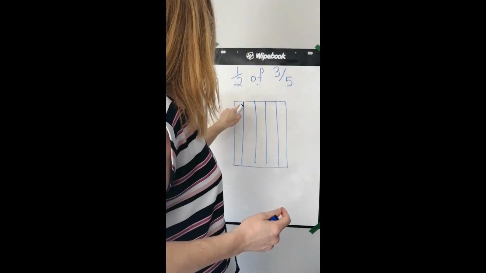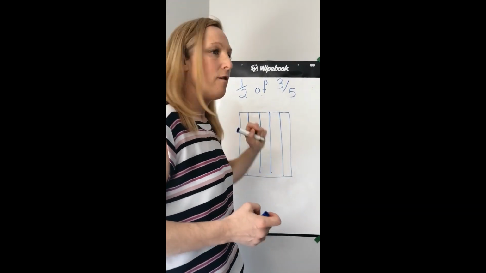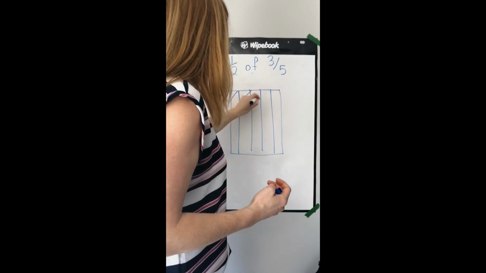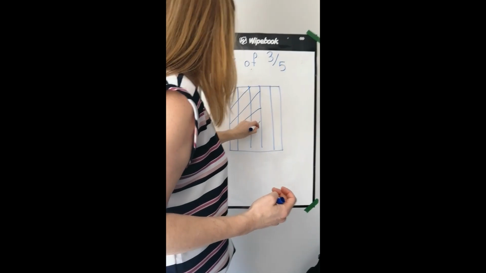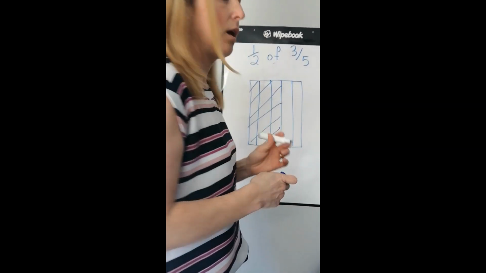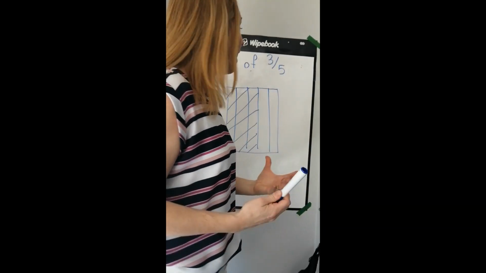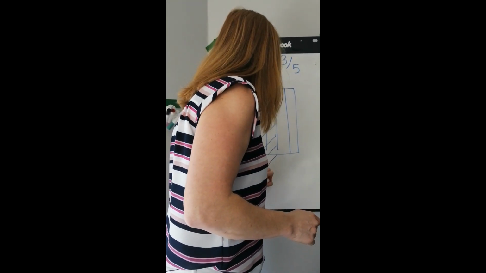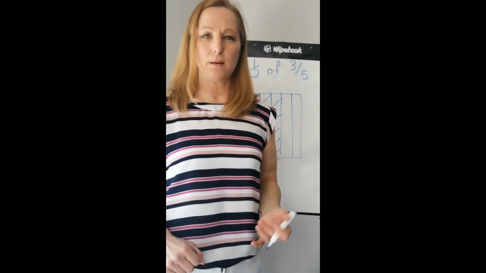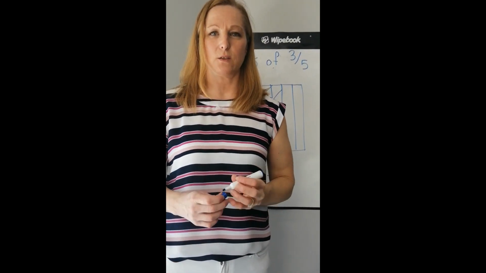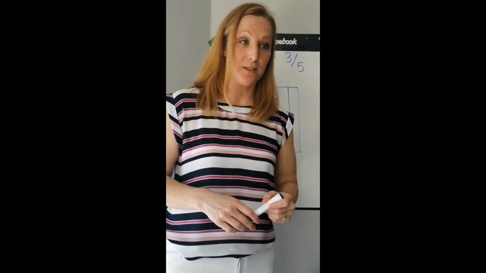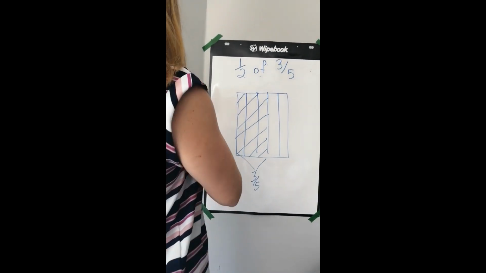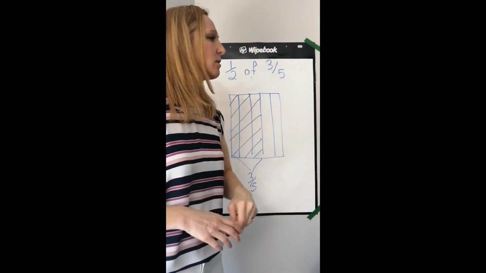All right, so I've cut it into 1, 2, 3, 4, 5 pieces. I'm going to shade in 3 of them. So I'm shading in 3/5. Now I'm going to label that this is 3/5, and this is going to be important for you. I really want you guys doing this labeling every single time. So I'm going to take a new color now. Let's take red. Red's lots of fun.